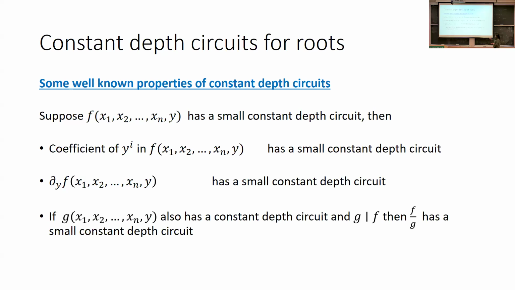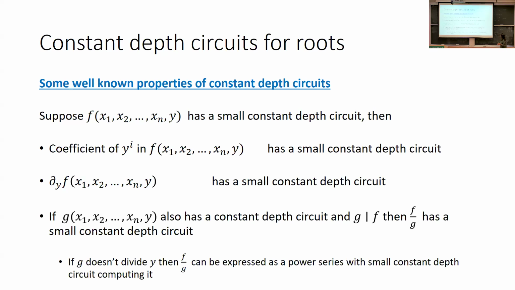And here's another more non-trivial result, which I won't prove to you, which is that if f and g have constant depth circuits, and if g divides f, then this ratio has a small constant depth circuit. And if g doesn't divide f, then you can express f over g as a power series where the coefficients of the power series have small constant depth circuits. Okay, so I'm just stating these as facts without proving, but none of these individually are very hard to prove.